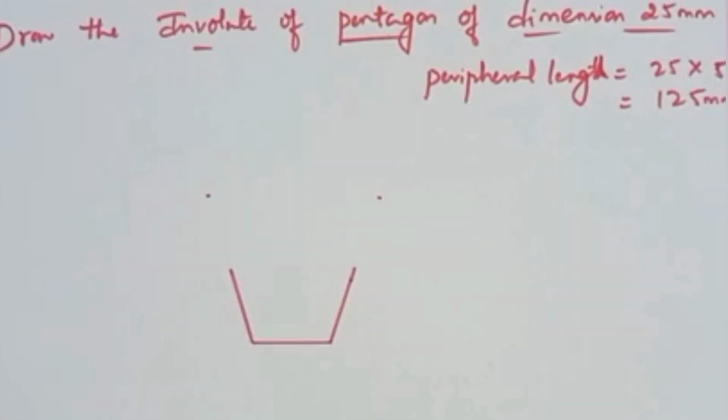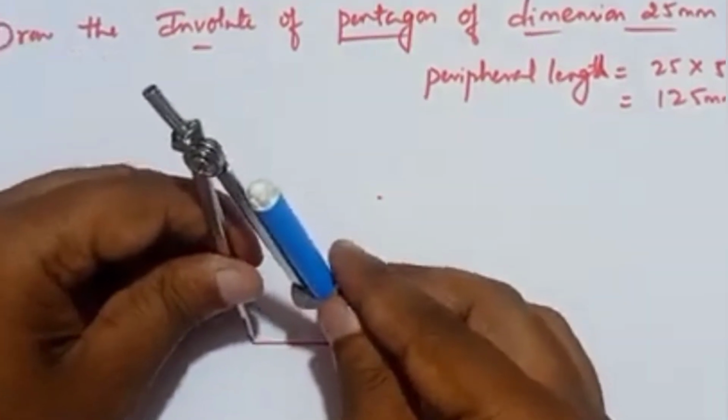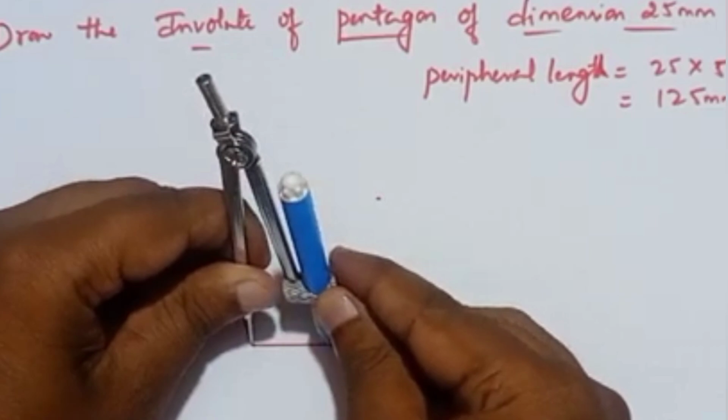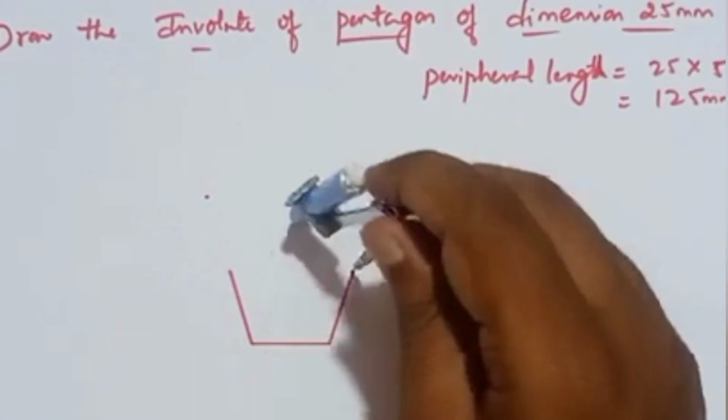Now take the compass and measure this 25 mm. You can measure any one of the sides here, and cut the arc.